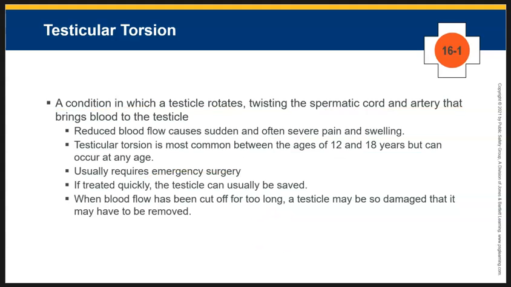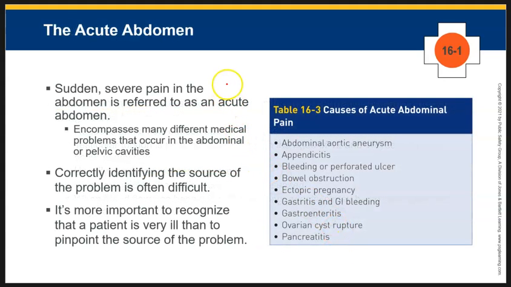We finish our discussion of common emergencies by just looking at acute abdomen, which is sudden severe pain, and it could encompass many different medical problems in the abdominal or pelvic cavities. It is not the job of the OEC technician to identify the source of the problem. It could be any of the reproductive emergencies that we've looked at, such as ectopic pregnancy or an ovarian cyst. It could be something with the GI system, such as appendicitis or pancreatitis or gastroenteritis. It could be something even higher, such as a perforated ulcer or gastritis and GI bleeding.